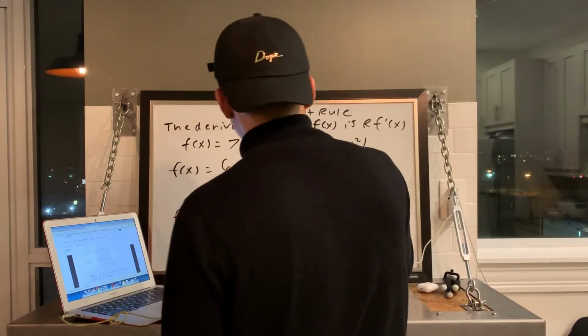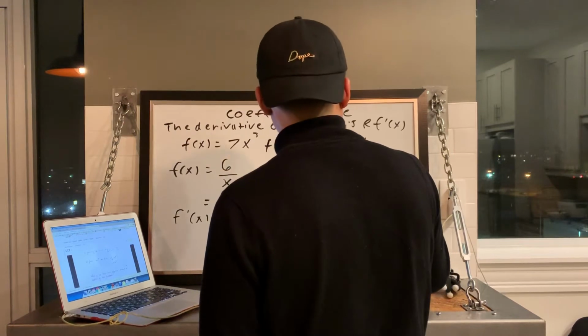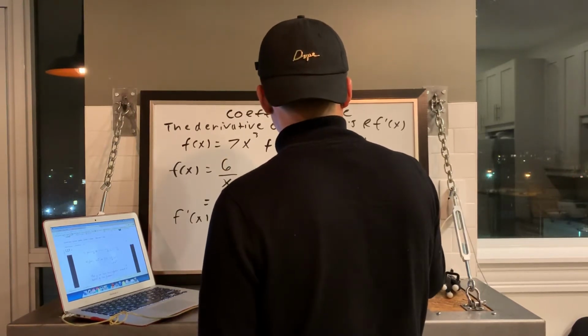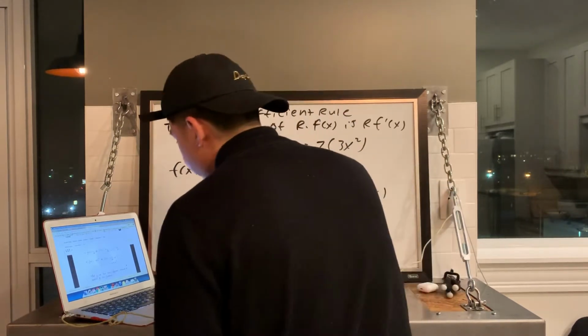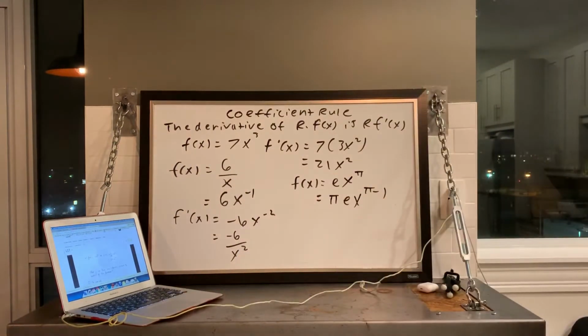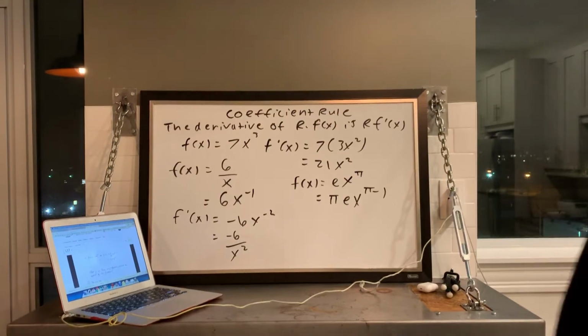So if f of x equals e times x to the pi, then f prime of x is pi times e times x to the pi minus 1. That's what you do. In multiplication, you could do pi times e or e times pi. It really doesn't matter what order you do that in. That's how we do that.